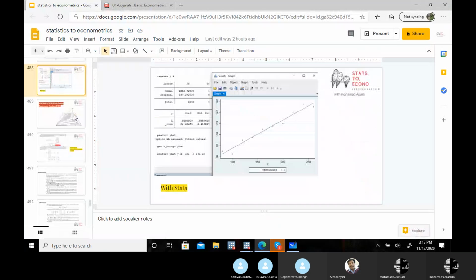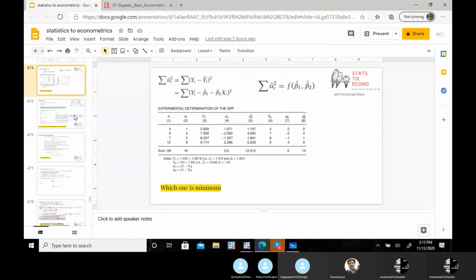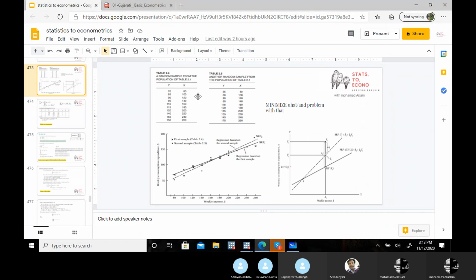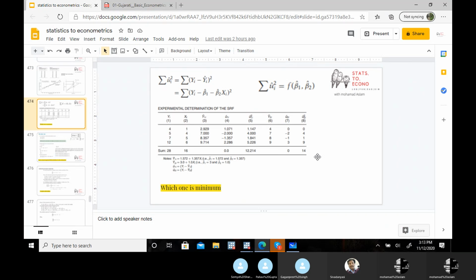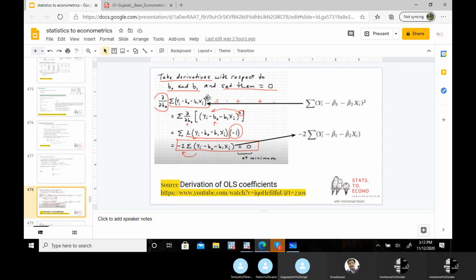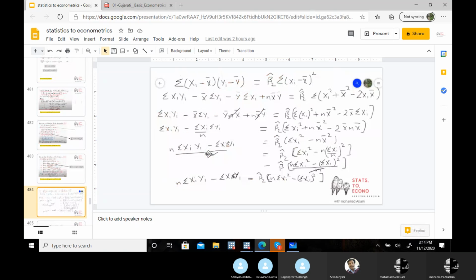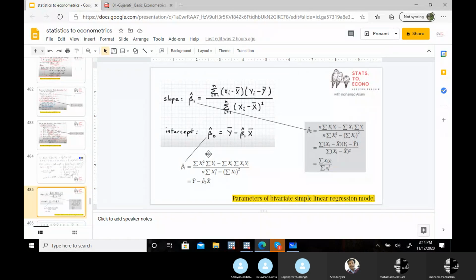Let me just get back so that you can understand this process once again. Yes, you minimize this particular equation, the residual, the actual value minus this estimated part. We differentiated it with respect to beta 1 and beta 2, and we got these two normal equations. With these two normal equations, we derived values for beta 1 and beta 2, the slope coefficient and the intercept coefficient. This is what we did for the simple OLS method in the case of bivariate.